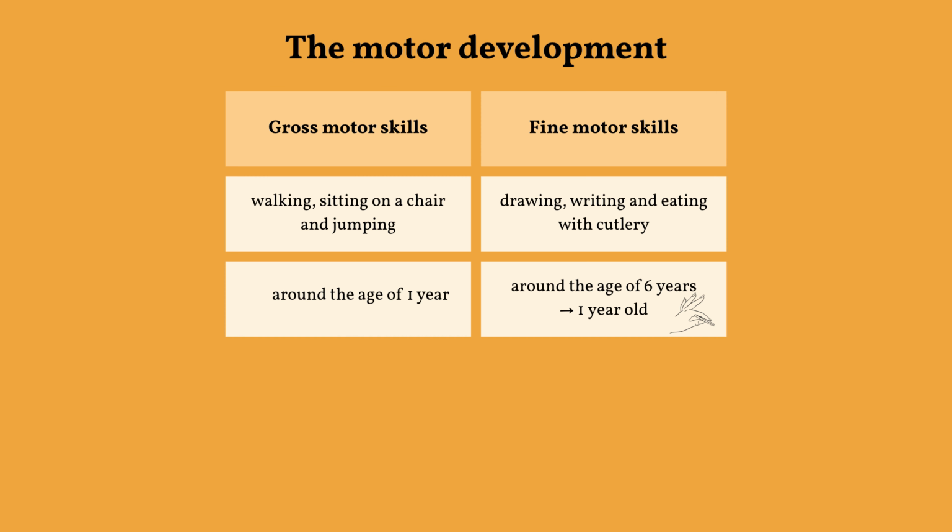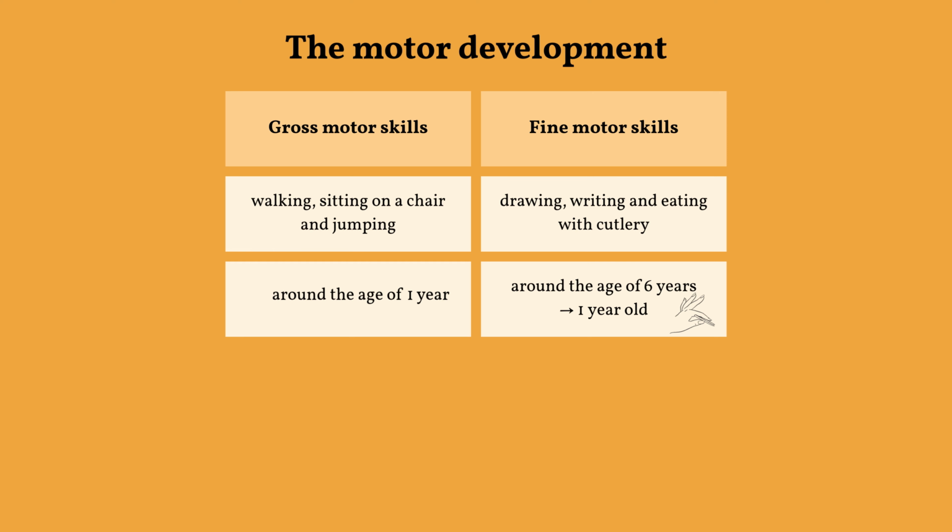Motor skills are about how children use their bodies to move. There are gross motor skills and fine motor skills. Gross motor skills are big movements, like walking, sitting on a chair, and jumping. Fine motor skills are small movements, like drawing and using cutlery to eat. Gross motor skills develop as early as 1 year old. Fine motor skills typically develop around the age of 6, but this development often starts much earlier.